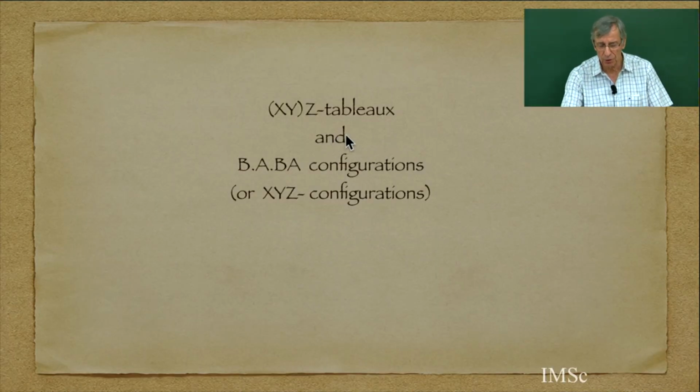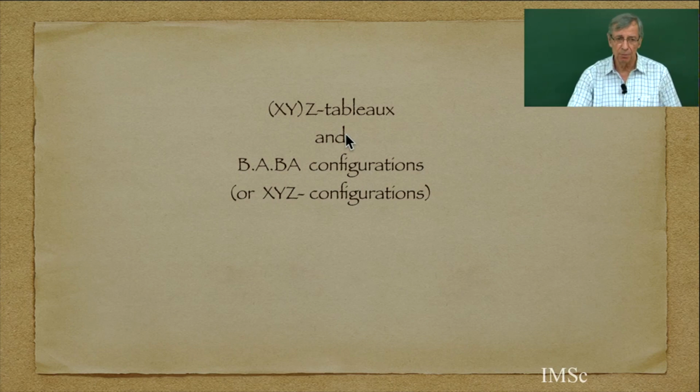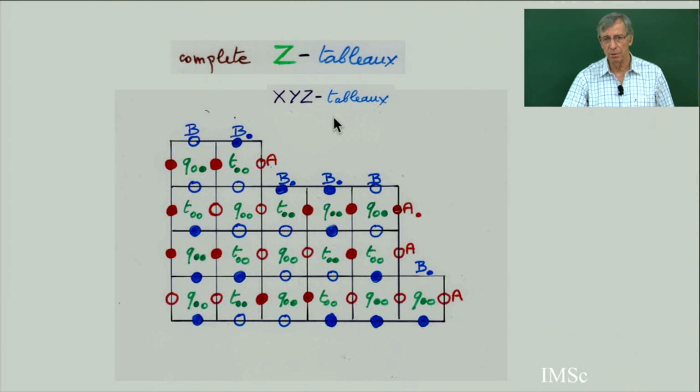So first, what are the Q-tableaux? The complete Q-tableau of this algebra, so the complete Z-tableau or complete XYZ tableau. Here is a complete Q-tableau. You have a certain Ferrers diagram. On the border, the horizontal edges are always some letter B, maybe B with a 0 index or B with a plain dot, and A with two kinds of A. And this is a possible complete Q-tableau.